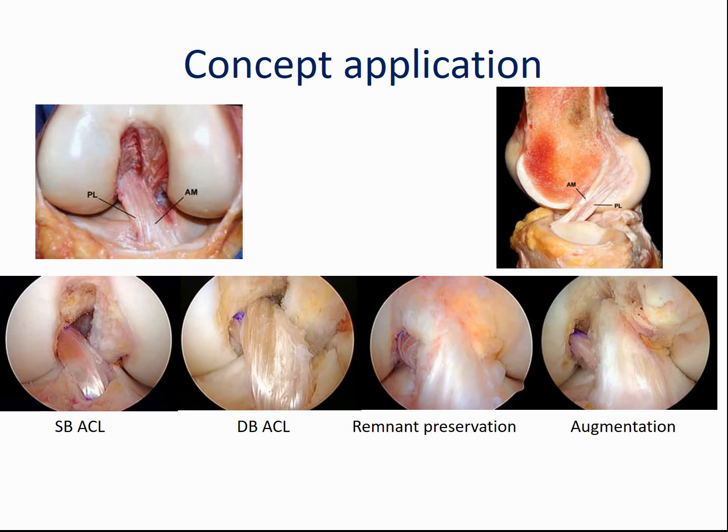Since the anatomic ACL reconstruction is a concept, not a specific surgical procedure, this concept can be utilized in single bundle ACL reconstruction, double bundle ACL reconstruction, remnant preservation ACL reconstruction, and augmentation of the partial ACL tear. Not only that, it can be applied in the revision ACL surgery as well.